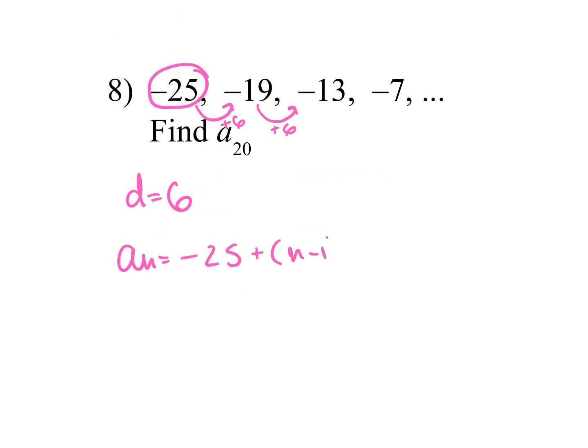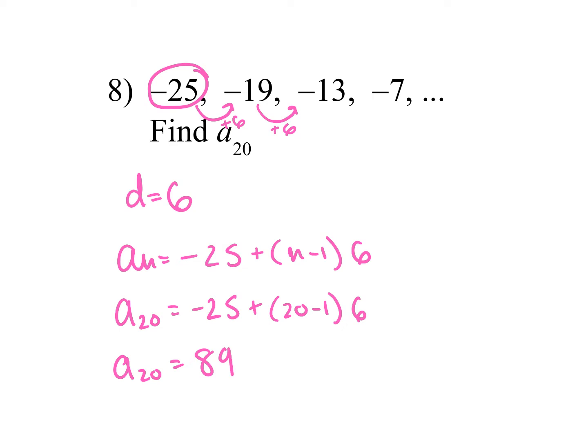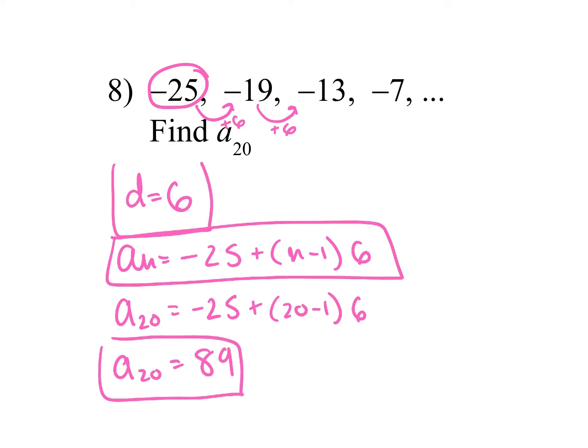Then n minus 1 times d, which what's d? 6. So then what term does it ask for? The 20th. So I'm going to plug 20 into n. So I have negative 25 plus 20 minus 1 times 6, and then we plug all of this into the calculator. So it'll be 19 times 6 minus 25. So what do you get for your 20th term? 89. Awesome, 89. So that's one answer, there's another one, and then that's our common difference.